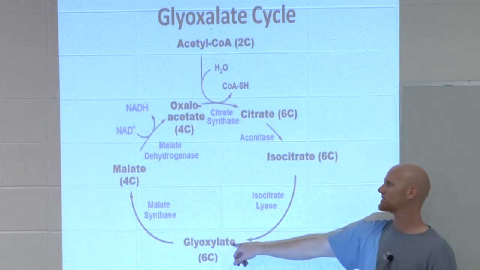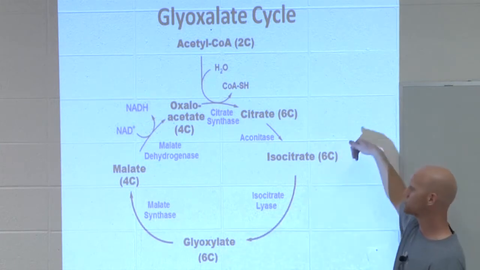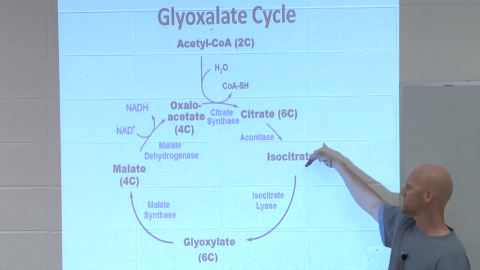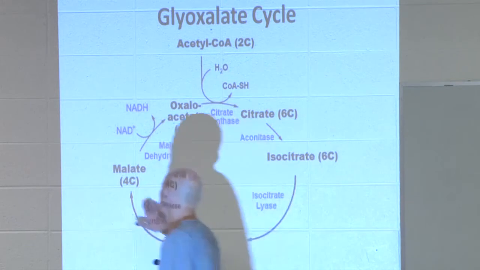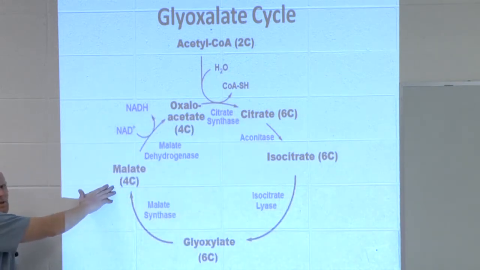So it turns into glyoxylate. And so instead of doing the normal steps of the citric acid cycle, we form an intermediate that's not part of the CAC and jump all the way then over to malate.